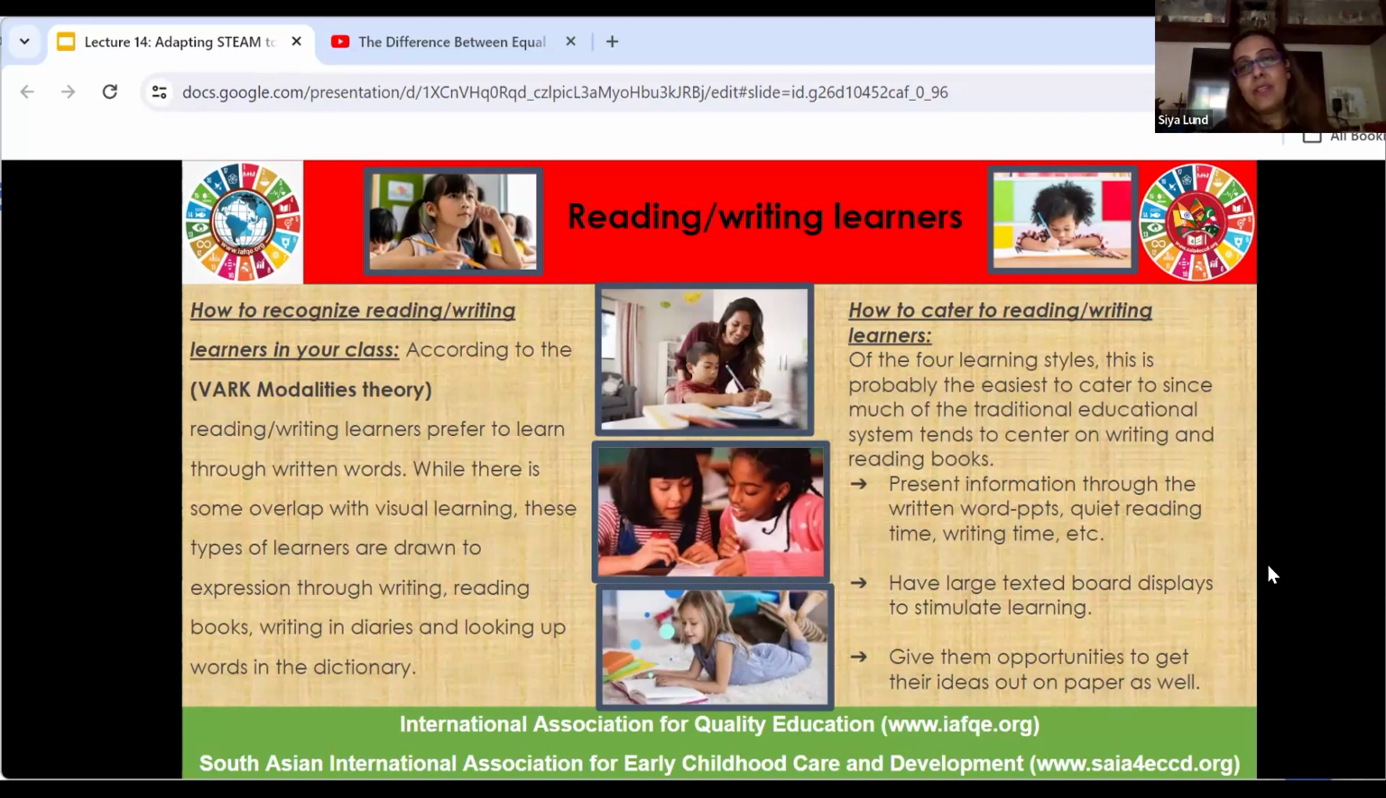For the specific reading and writing learners, we present information with word PPTs, with written words, with a lot of writing. Even in the class, when you give them quiet reading time, writing time, scribing time, doodling time, put on the music and let them just doodle and scribble, children will love it.